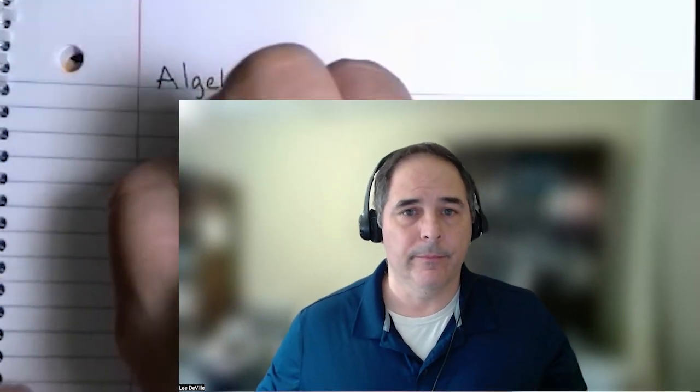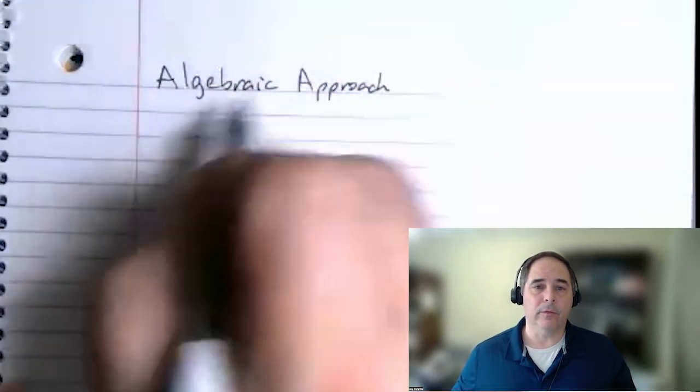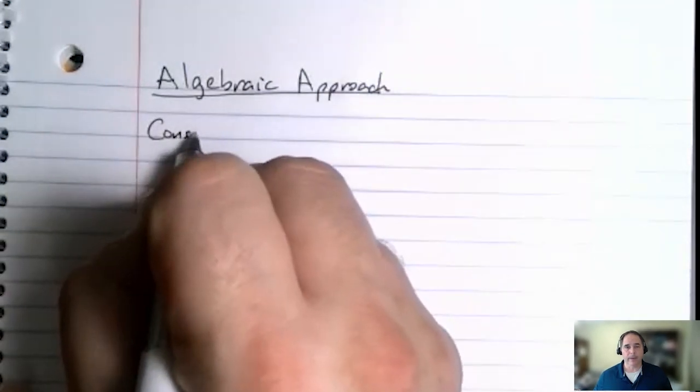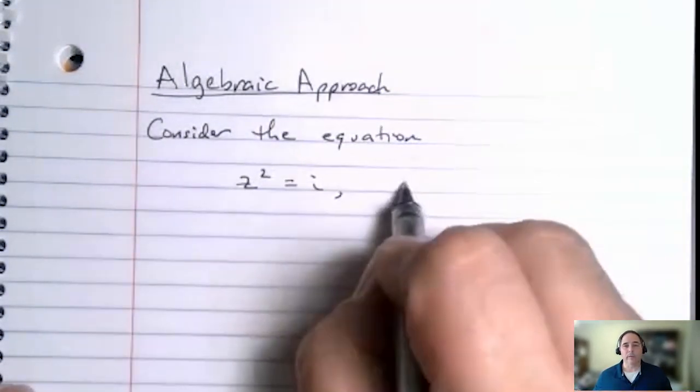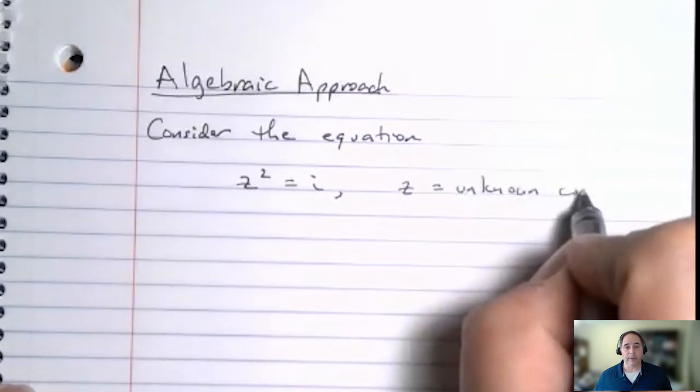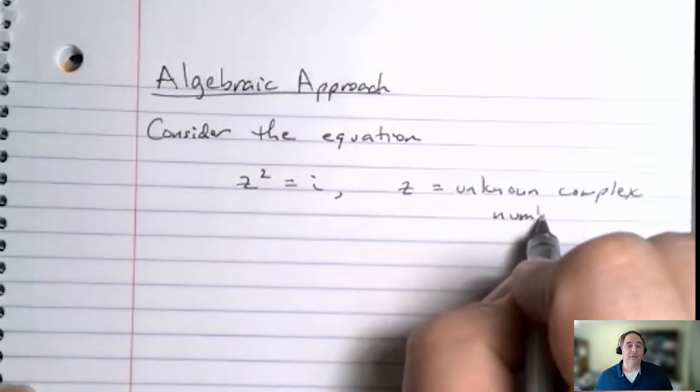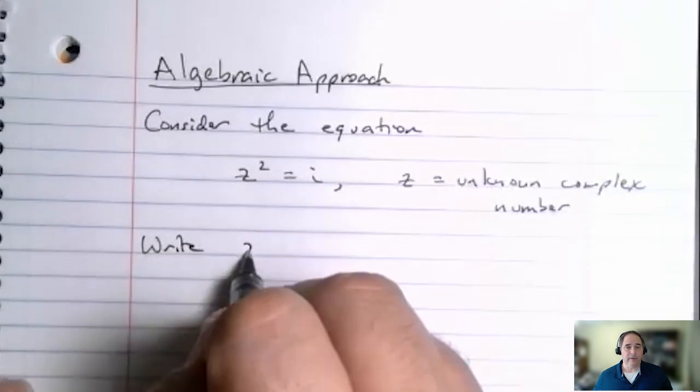Okay, so recently somebody asked me how one goes about computing the square root of i. Another way of asking that is, can we find a complex number whose square is equal to the complex number i? In particular, let's consider the equation z squared equals i, where z is an unknown complex number. The algebraic approach to this goes as follows.